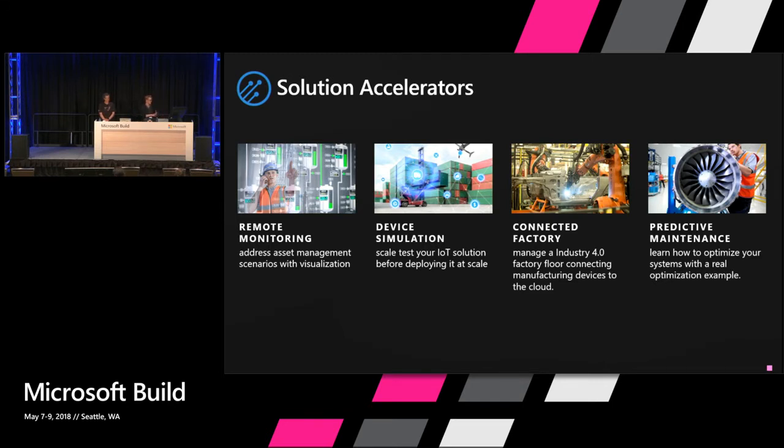The third solution that we have is Connected Factory. Connected Factory is an example of a managed Industry 4.0 factory floor. It's really a best practices and patterns example of how to leverage some of our open source OPC components. And the last solution that we have is predictive maintenance. Predictive maintenance is how you can learn to optimize your solution using Azure ML. It's a very specific example of how to leverage ML to do remaining useful life of an engine.